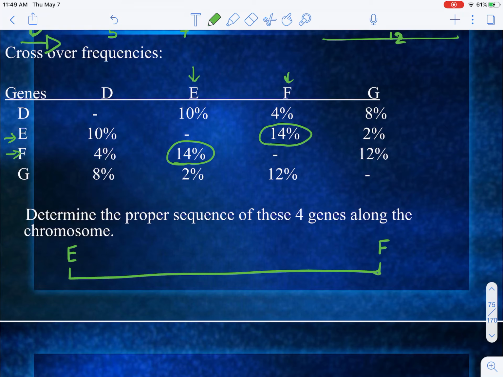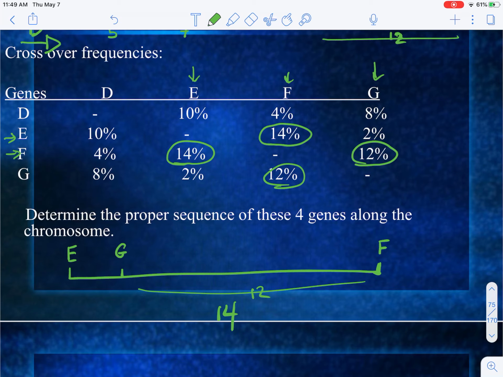So I'm going to draw my chromosome. It doesn't even matter if you draw E and F the other way around, your gene map will just be flipped. Okay, so we know that E and F are 14 units apart, and so we're next going to go to the next biggest number that we see. We do see it twice, but it's saying that G and F are 12 apart.